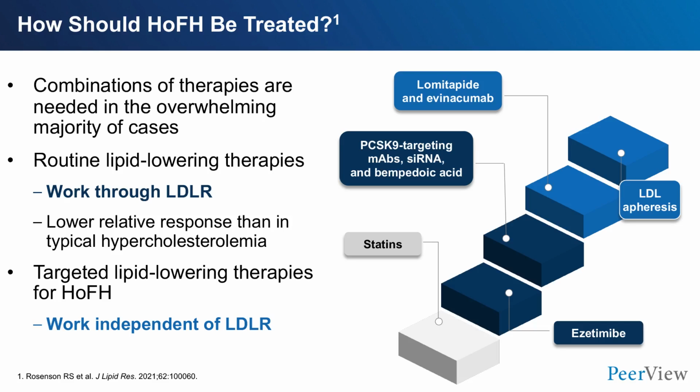If it's still not a go, which they probably won't be, then you can try a PCSK9 inhibitor, either antibodies or siRNA, inclisiran, and bempedoic acid, recently approved, added on to that. And finally, other pharmacotherapies, lomitapide and evinacumab. And if this doesn't work, then you move on to lipid apheresis.